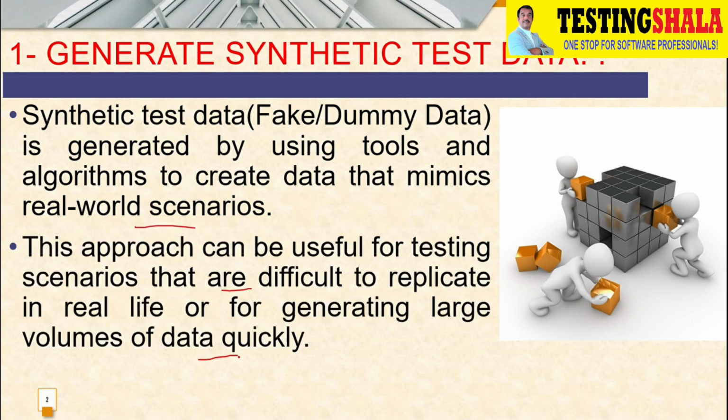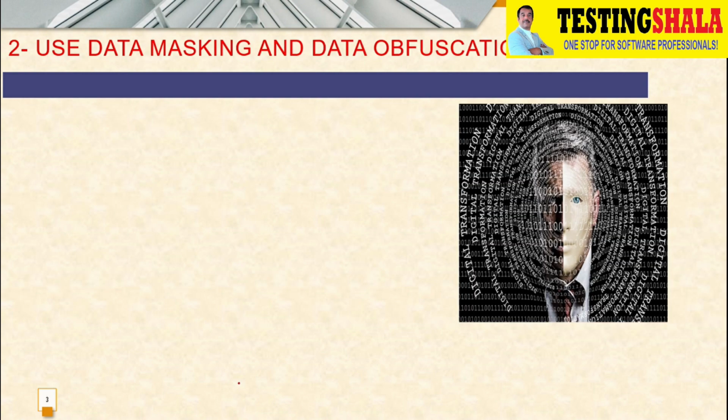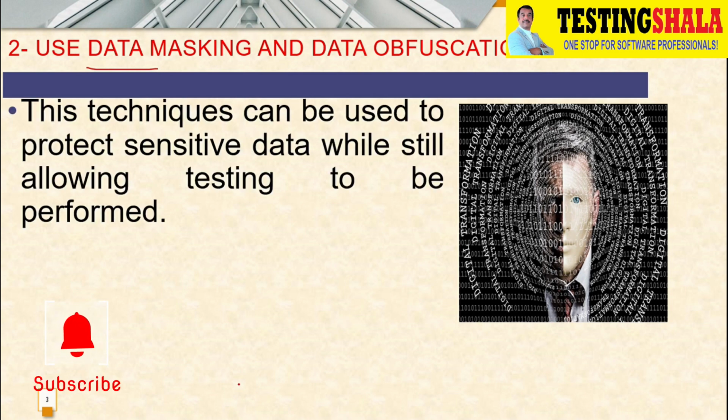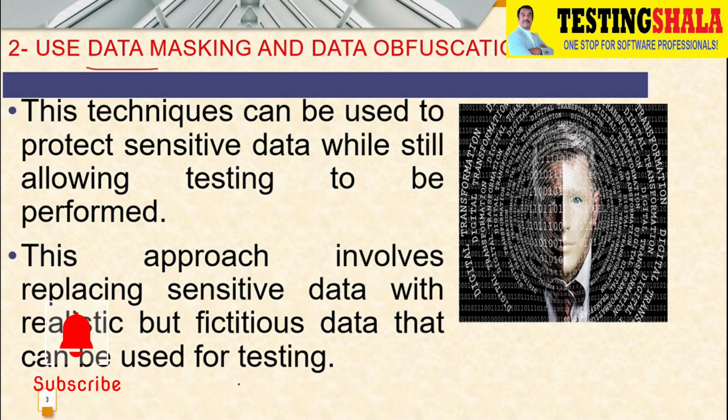Then the second type of test data generation is where we use data from the production environment. We may not use the data directly from production, but we are going to mask the production data. Using this approach, we can easily replace sensitive information like credit card information or personal information with fictitious data, so that we can use production-like data as part of our testing.